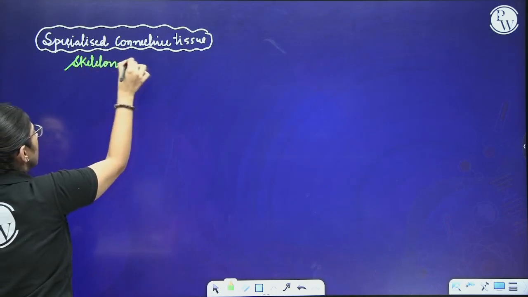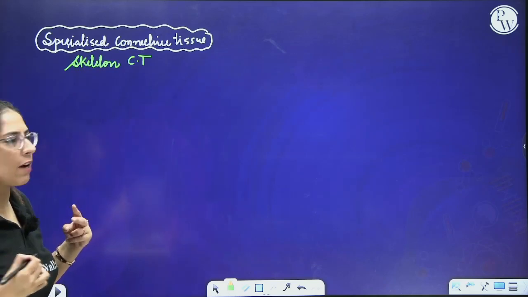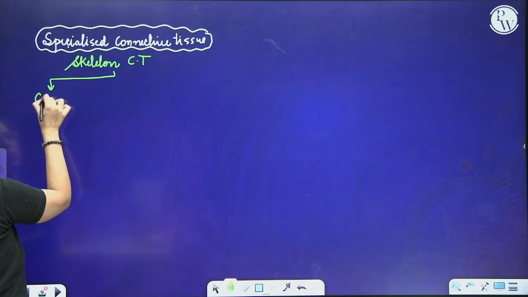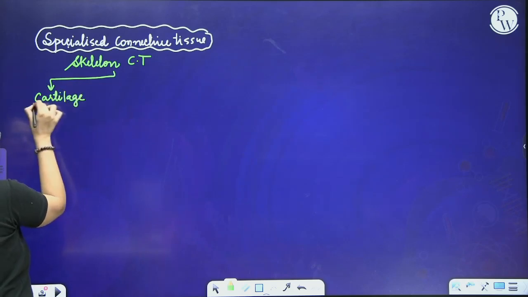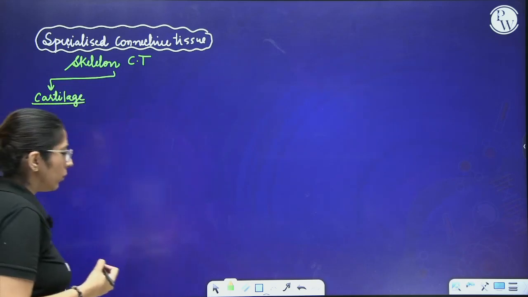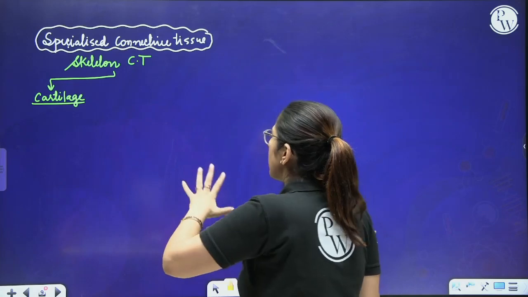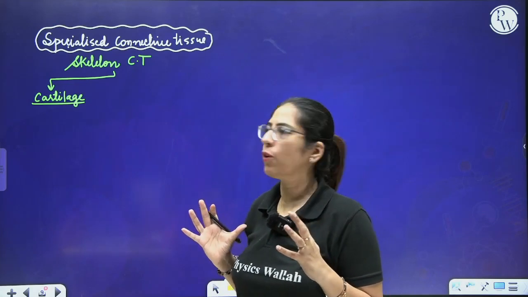Skeletal connective tissue, two things we have to study. The first one is your cartilage. And the second one we will be dealing with is the bone. But first, let's start with the cartilage. And if we have space, in this space itself I'll complete the bone so that you can have a comparative study for both of them.